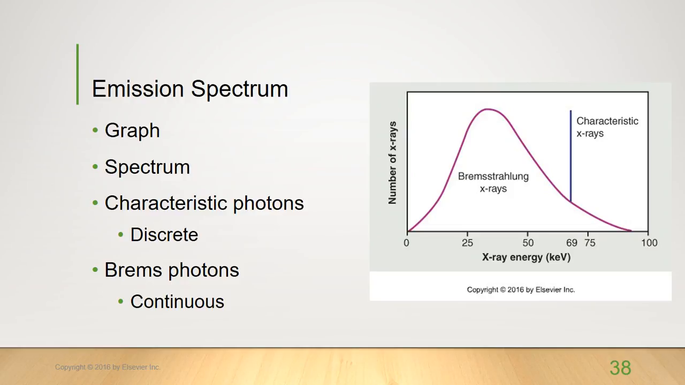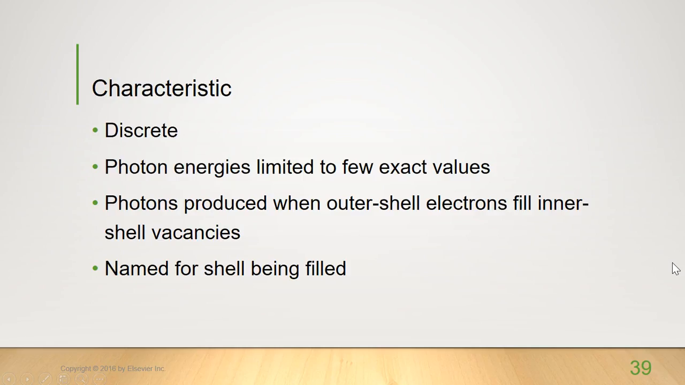So if you ever see this, we're going to talk in just a second about what this means. Anytime you look at a graph, you have a y-axis and you have an x-axis. So this is the number of X-rays and this is the energy. So a characteristic photon has to have a specific energy. We're at 69 or 70 kV right here. Brems goes from anywhere from 0 up to 100. So that's the difference in these two.